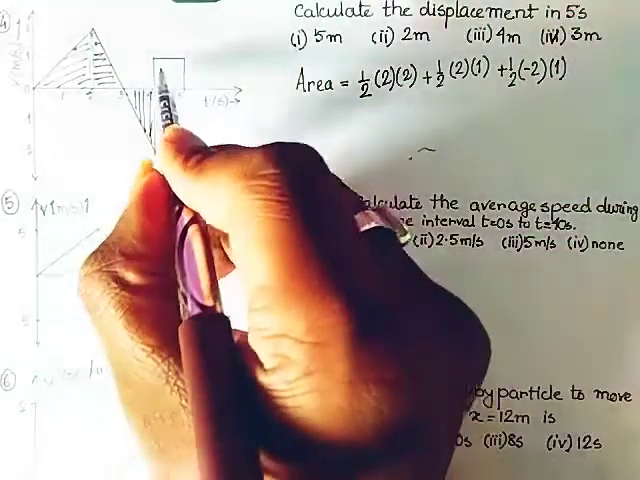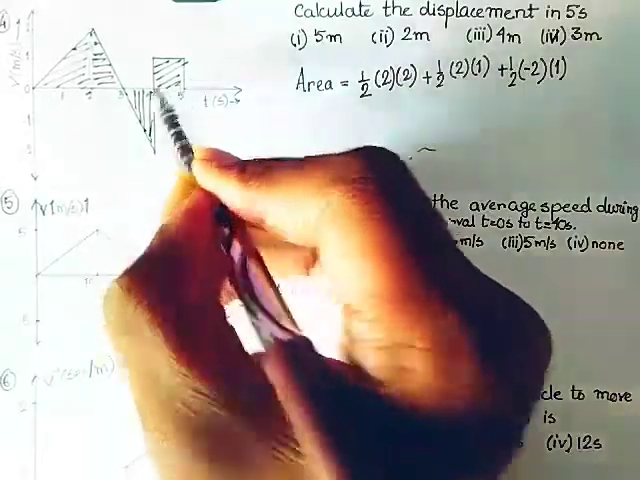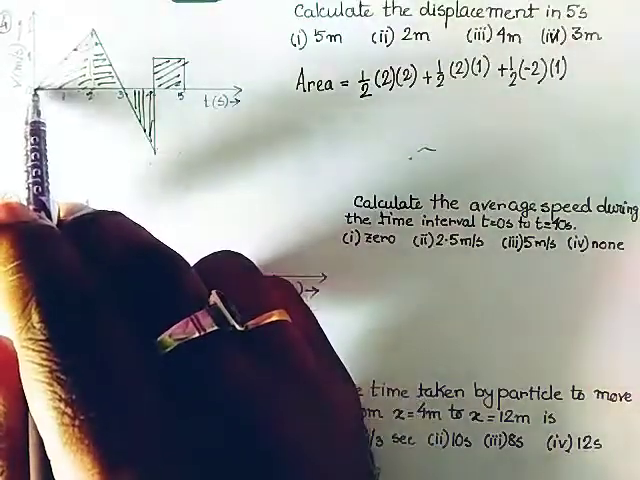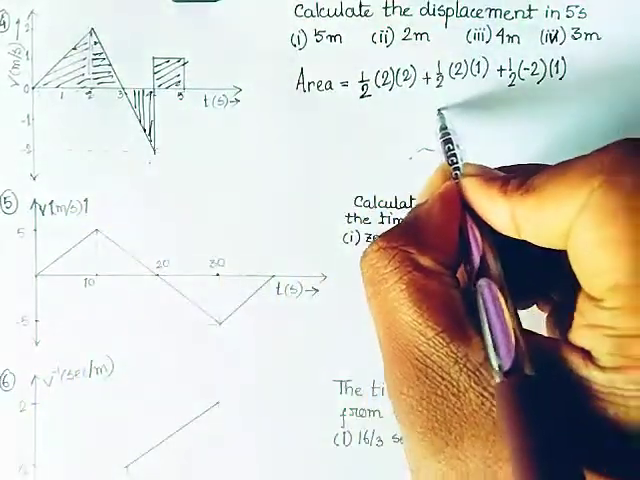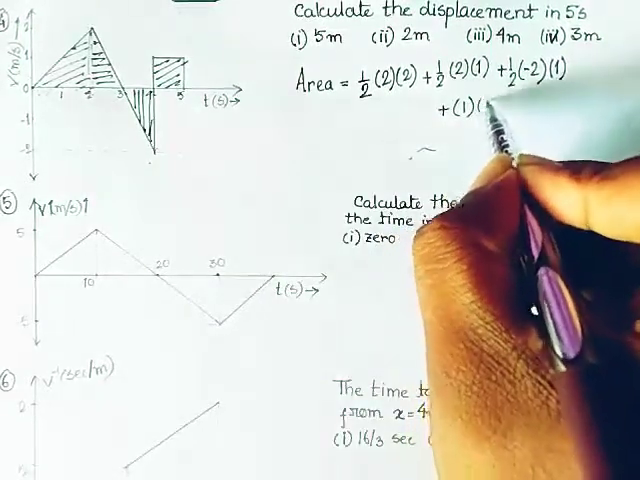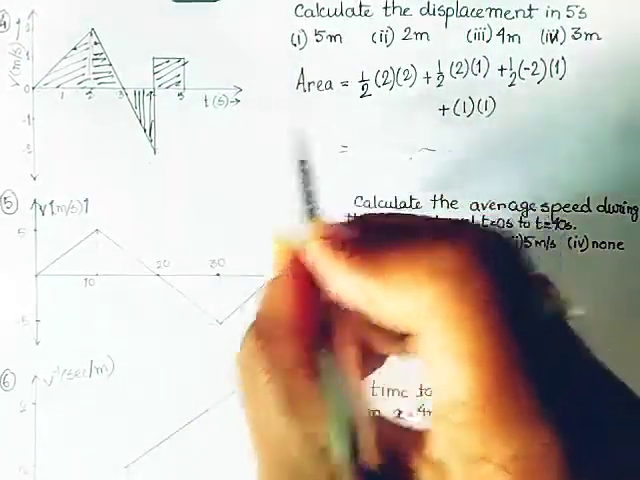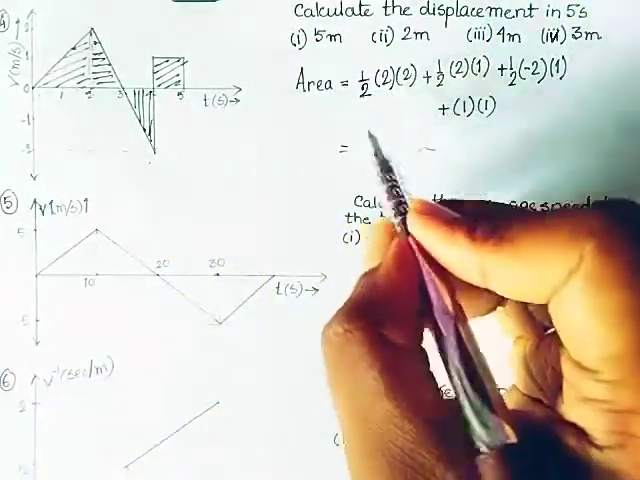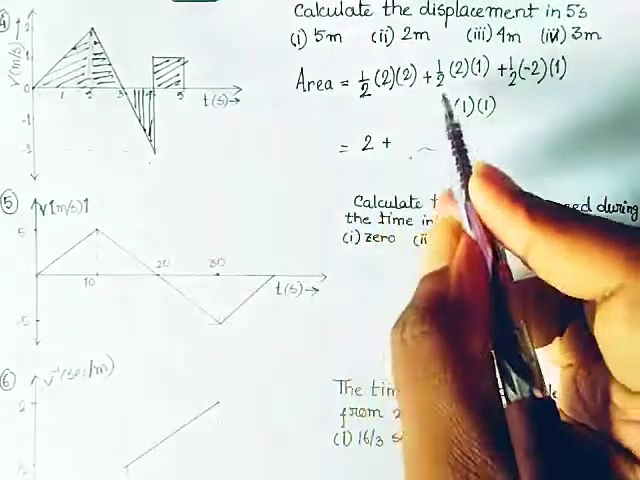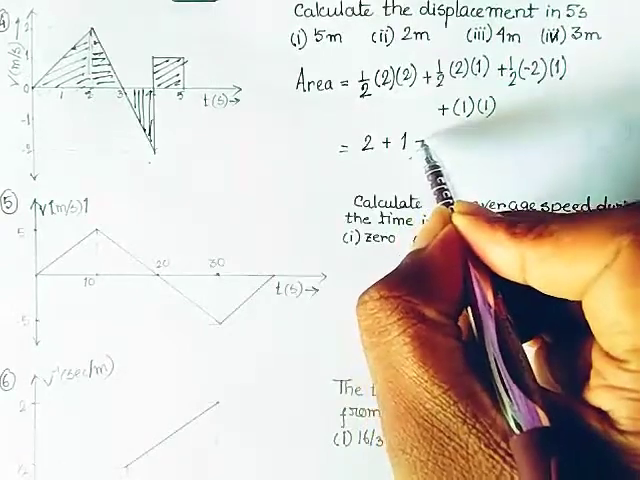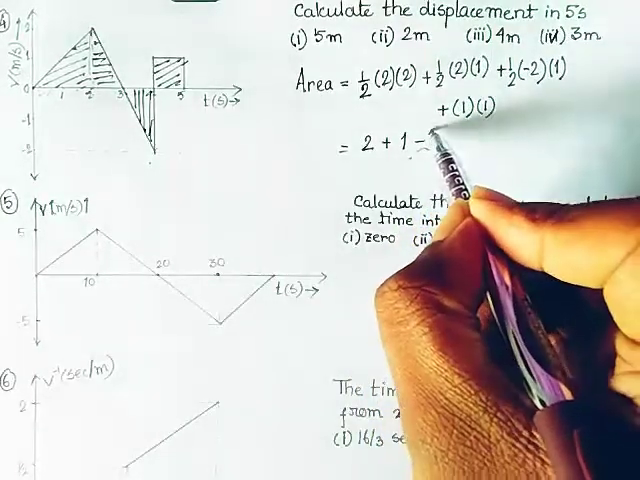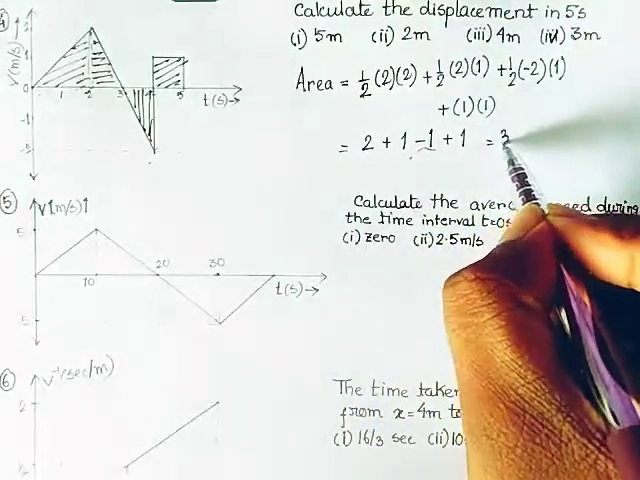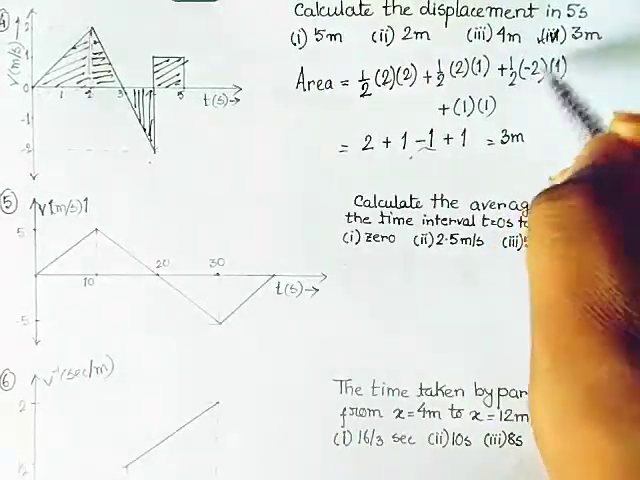Now it is a rectangle, sorry, it is a square. From here to here it is 1, and here to here it is also 1. So it is a square, but it is on the offside. So 1 into 1. So this is the total area covered by this velocity versus time graph. So this gives us 2, this gives us 1, this gives us -1, this gives us +1. So the answer is 3 meter. So this is the correct option.